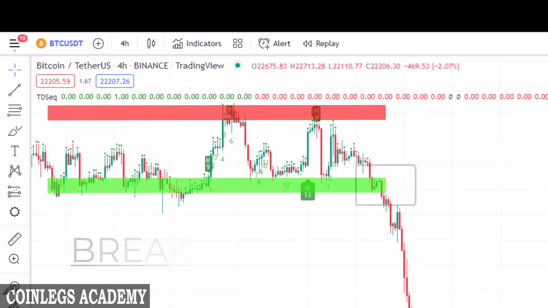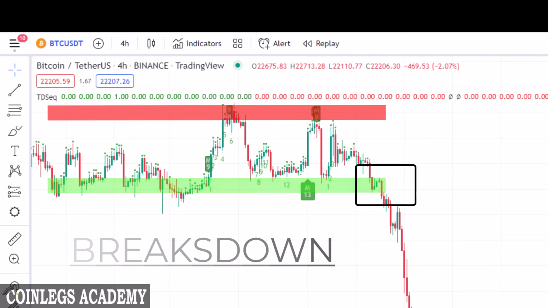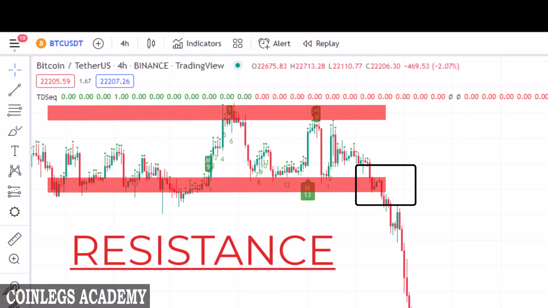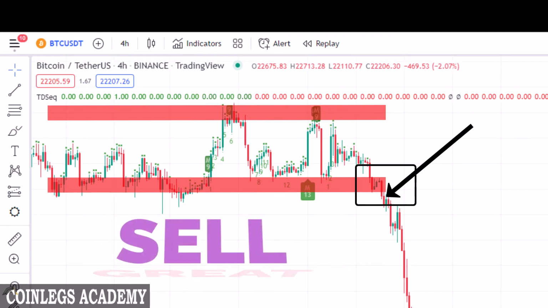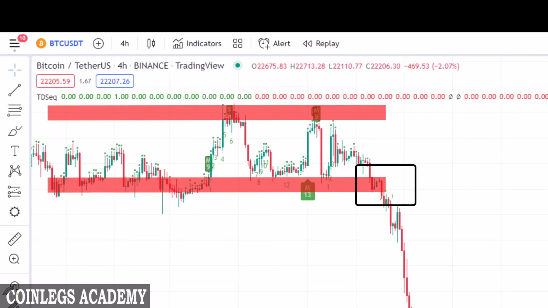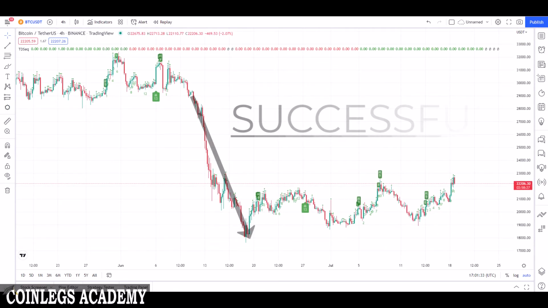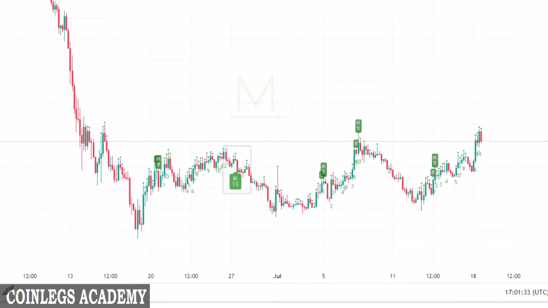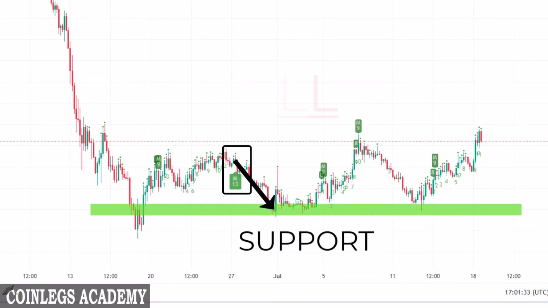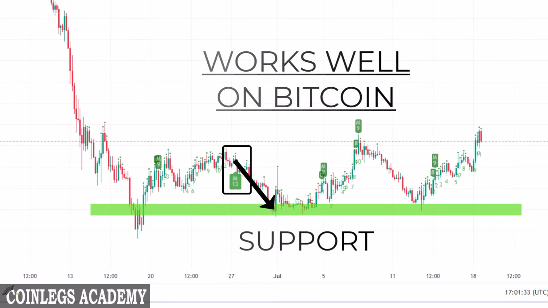After that, price breaks down the support level, tests the support level that has become resistance now, and closes the candle below the new resistance zone. All of this confirmation is a great signal for a big sell position. And if we take our entry from here, it's a really good, successful trade for us. Also, you can use the last green M13 signal for your sell position and take your profit from that support zone. As you can see, it really works on Bitcoin.